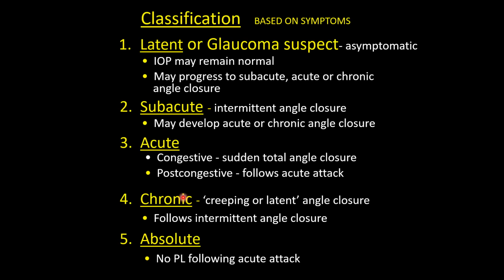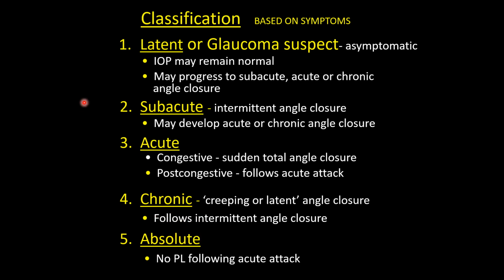Now, how are we going to classify? First of all, the easiest classification is based on the symptoms. Few glaucoma specialists don't agree with it, but I still believe that it is the simplest and easiest to remember. First of all, latent or glaucoma suspect. Second, subacute or intermittent angle glaucoma. Third is acute congestive glaucoma, then chronic glaucoma, then absolute glaucoma.